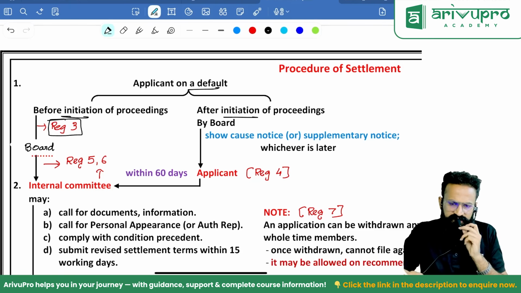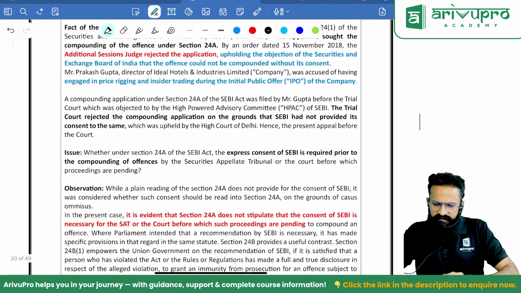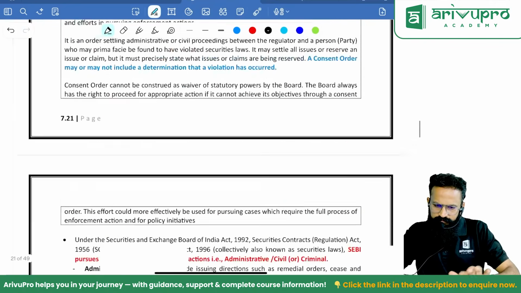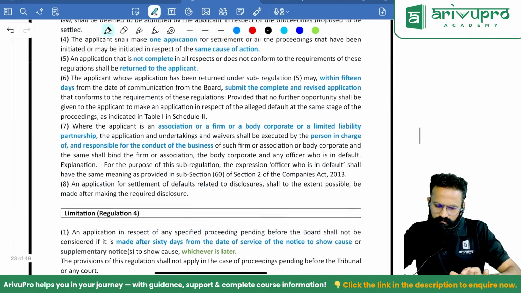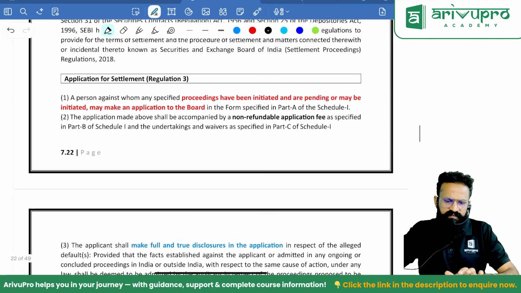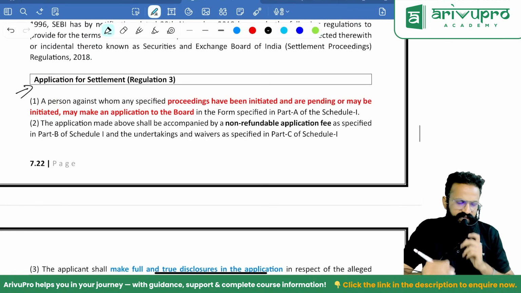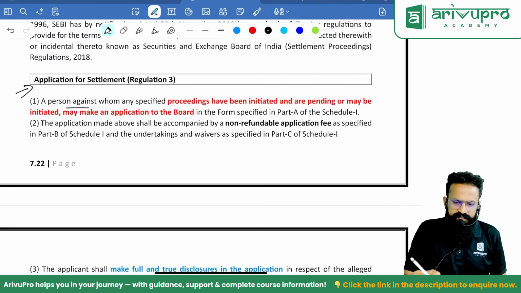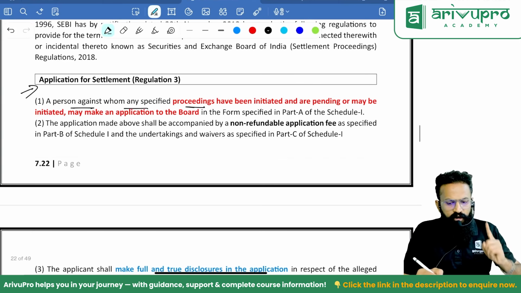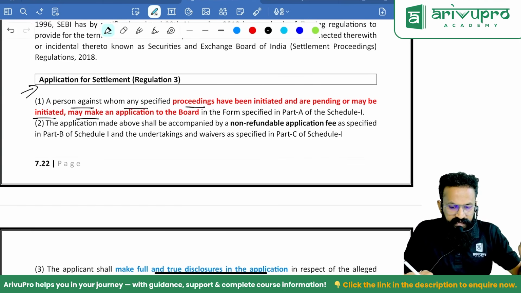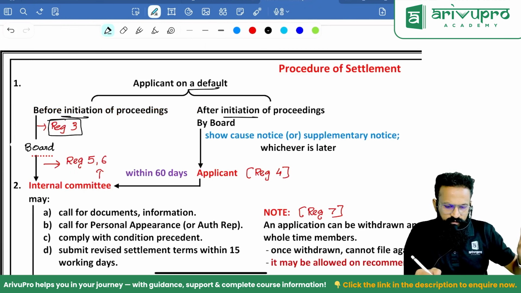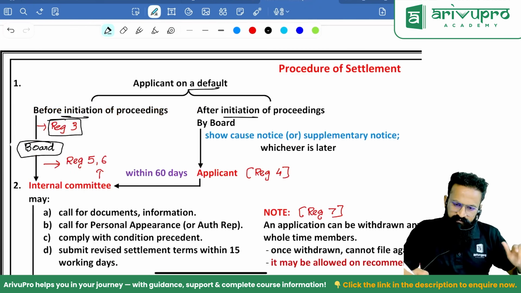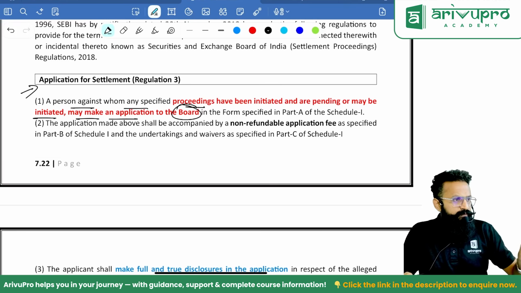Now what does Regulation 3 say? Application for settlement. We are filing it now. A person against whom any specified proceedings have been initiated and are pending or may be initiated may make an application to the board. We are filing an application to the board. Board here is SEBI.